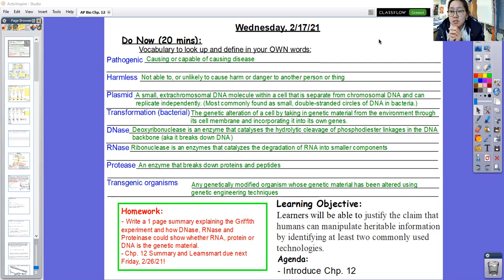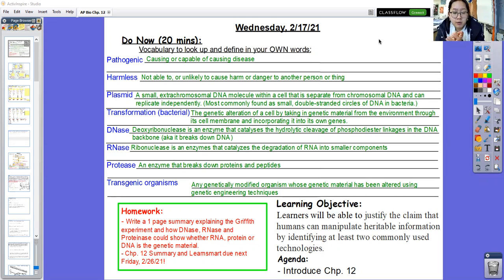That's how a lot of times they get new genes or new combinations of genes, because they don't do things like recombination and crossing over. DNase stands for deoxyribonuclease. There's an -ase ending, so it's an enzyme, and it catalyzes the hydrolytic cleavage of phosphodiester linkages in the DNA. Basically, it breaks down the backbone and it breaks apart DNA.